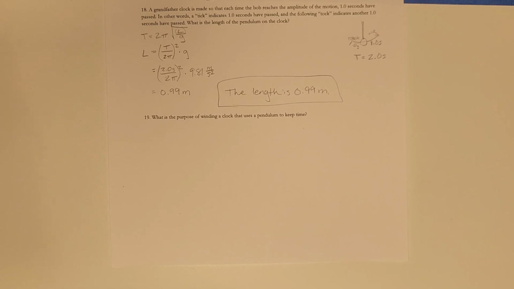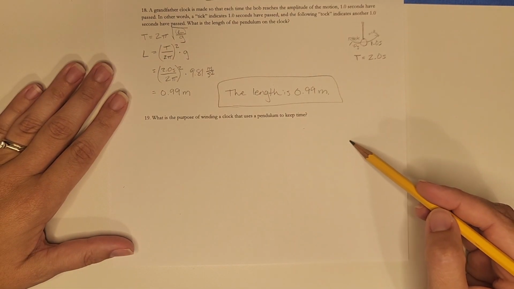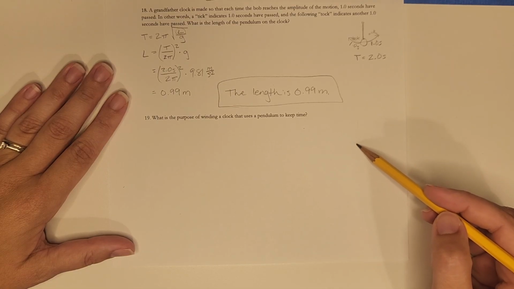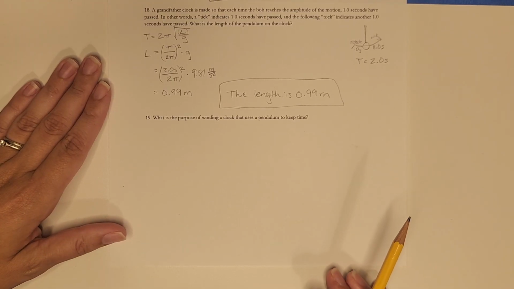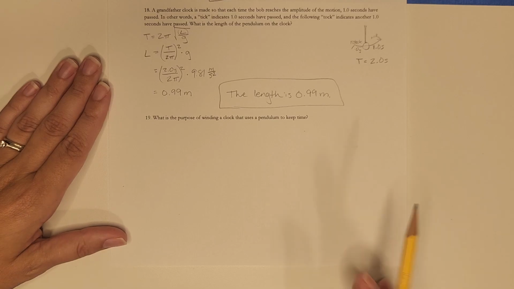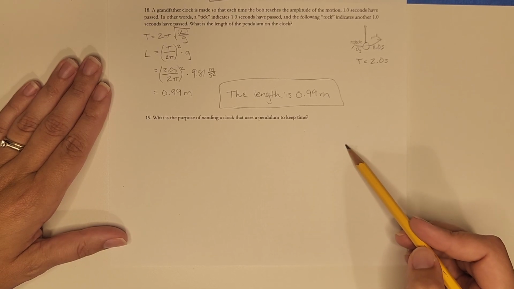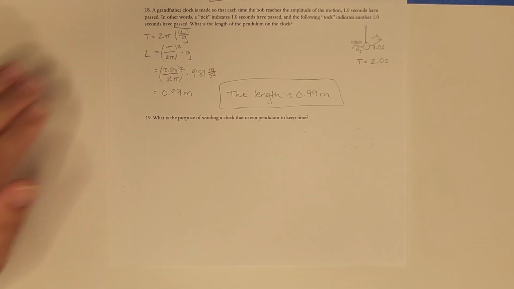Final question here. What is the purpose of winding a clock that uses a pendulum to keep time? Well, we know that friction is going to cause that pendulum to slowly decrease in amplitude until finally at some point it will stop just due to friction. And so winding a clock stores the energy that can then be given to the pendulum to replace the energy that friction converted to heat, so that it can still keep ticking with the same amplitude and keeping time.